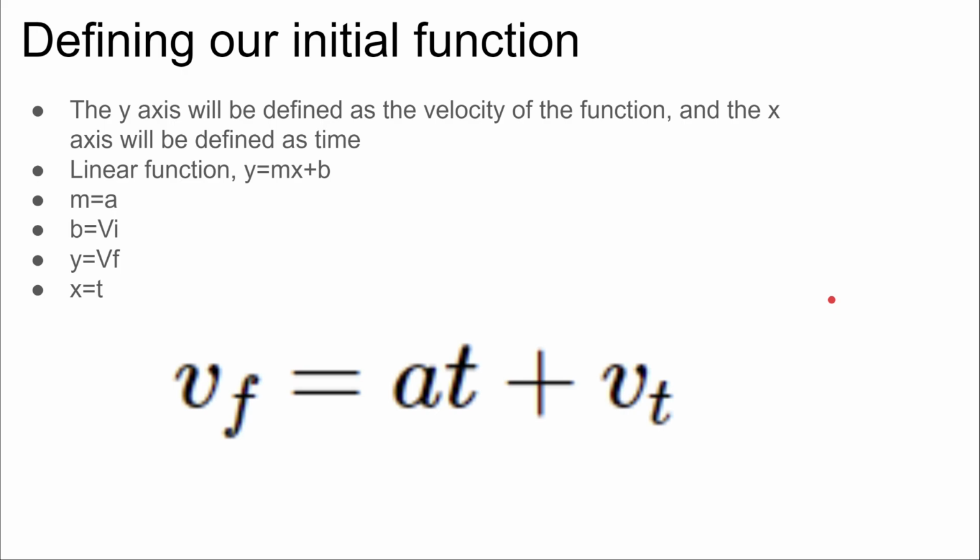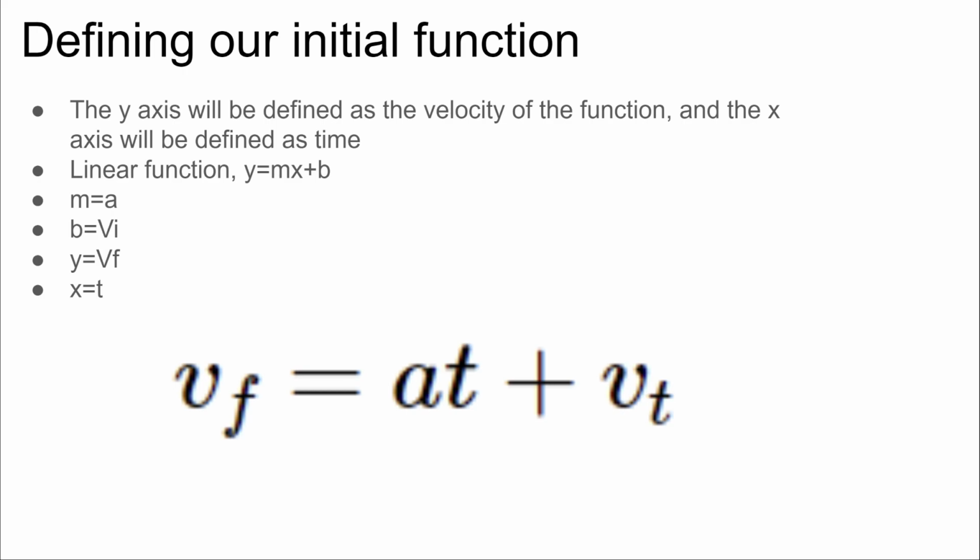Defining our initial function. The y-axis will be defined as the velocity of the function, and the x-axis will be defined as time. Our function will also be strictly linear, with the general form y equals mx plus b. Since our function is measuring a change in velocity, the slope can be defined as the acceleration. Since b is the initial value of the function, which describes velocity, we can set b equal to vi, or initial velocity. Since our y-axis is defined as the velocity at that point of the function, we can set y equal to vf. And since we defined our x-axis as time, we can make x equal to t.